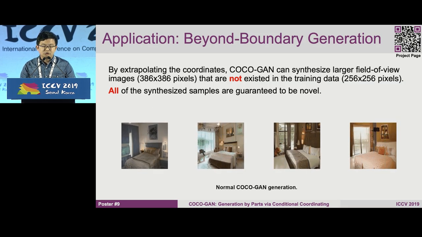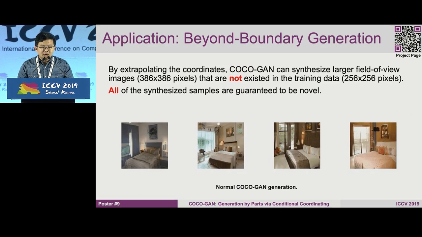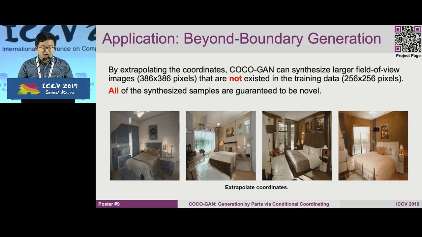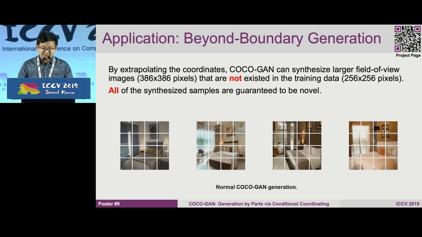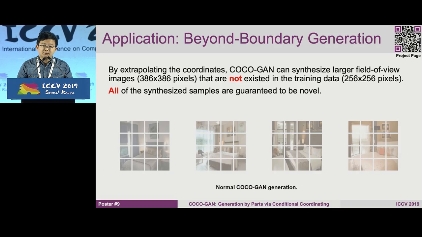The first application to show is beyond-boundary generation. By extrapolating the coordinate system, CocoGAN can synthesize larger field-of-view images that do not exist in the training data. All the synthesized samples are guaranteed to be novel samples.